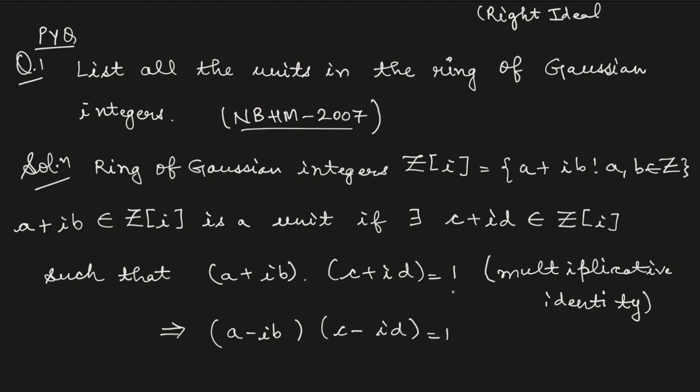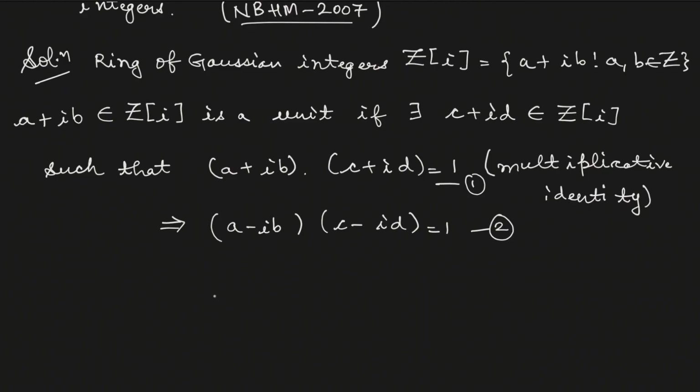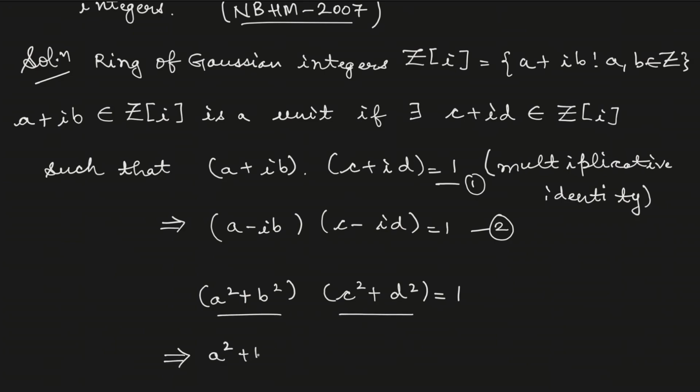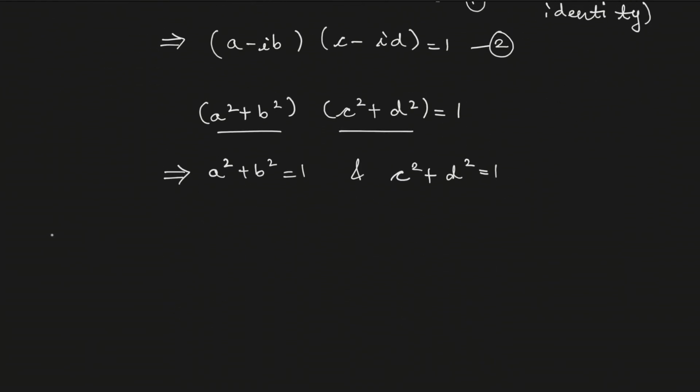Now we can multiply both the equations. Multiplying equation 1 and 2, we will get A square plus B square times C square plus D square is equal to 1. So this means, how can I get this product as 1? Both the quantities have to be 1. A square plus B square is equal to 1 and C square plus D square is equal to 1.